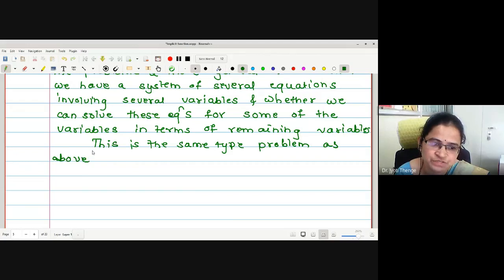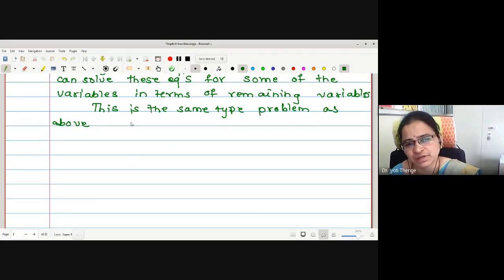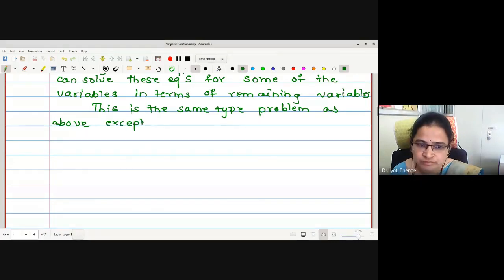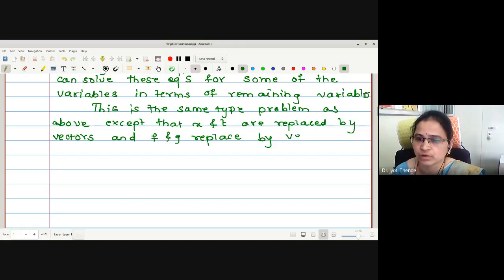As above means the f(x, t) which we have written here by equation number 1. Same problem as above, except that x and t are replaced by vectors, and f and g, which are real valued functions there, are replaced by vector valued functions.